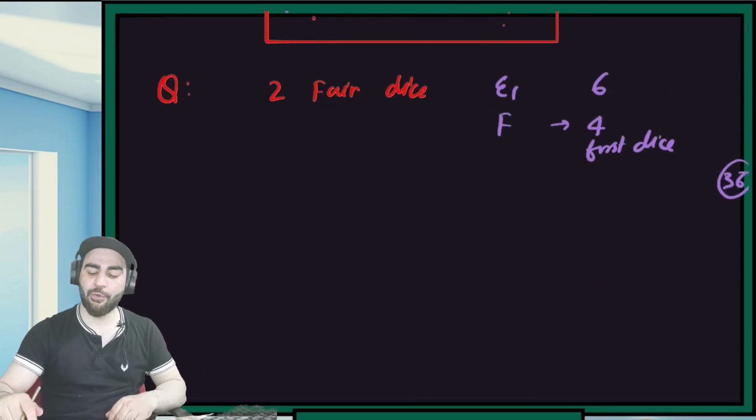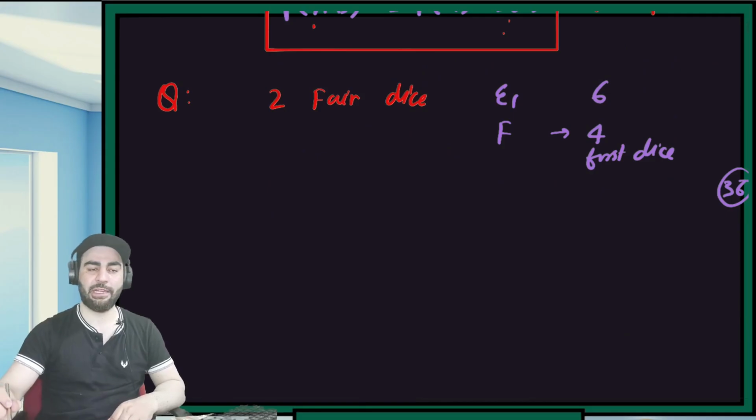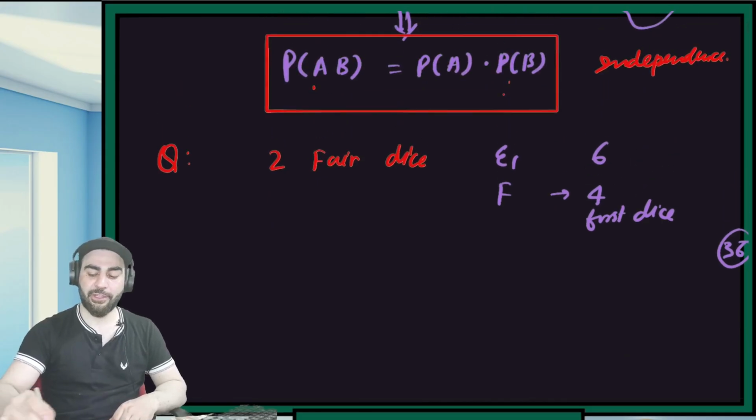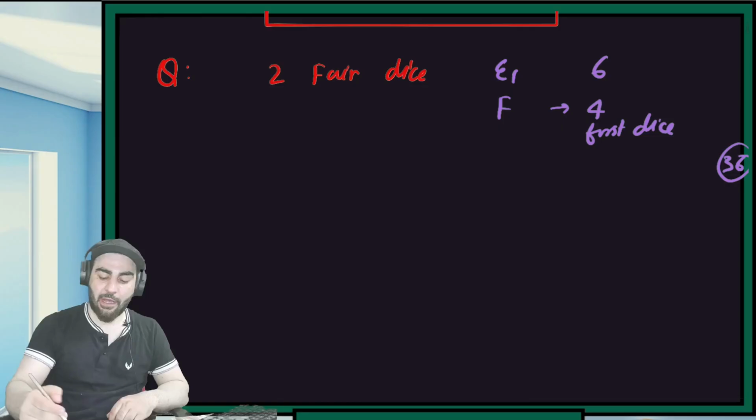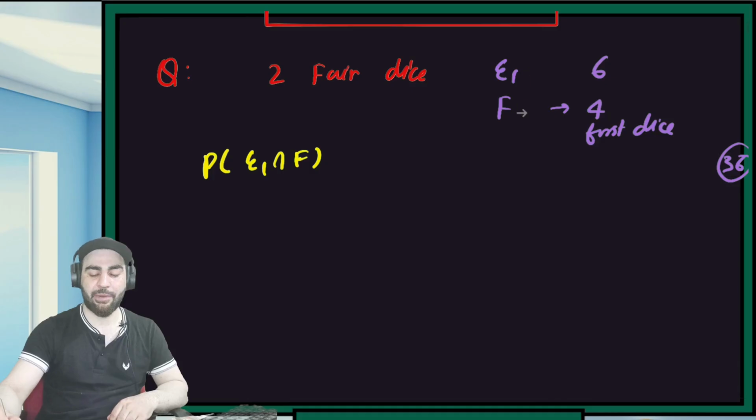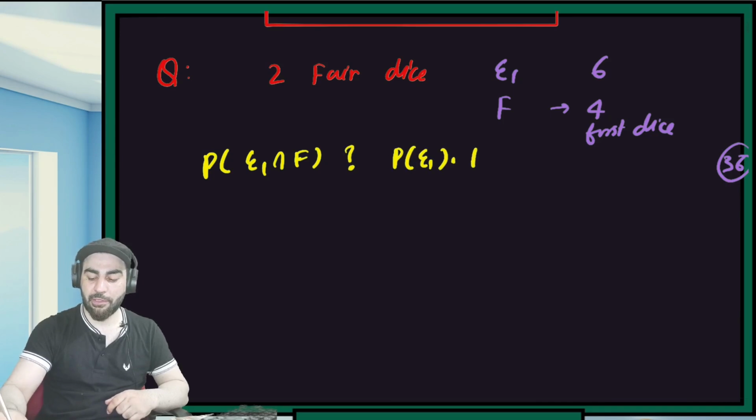Now, in order to compute if these two events are independent or dependent, we'll resort to the definition of independence. We have to compute the probability of E1 intersection F, because we have to see if E1 is independent of F or they are dependent. We have to see if this is equal or not equal to the probability of E1 multiplied by the probability of F. So computing this is pretty easy.